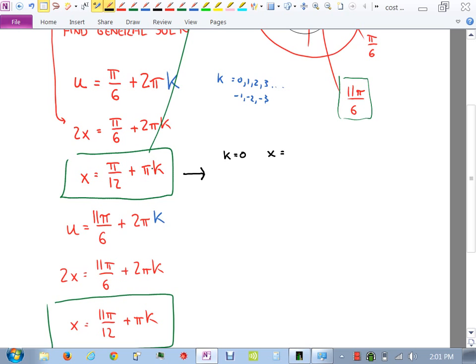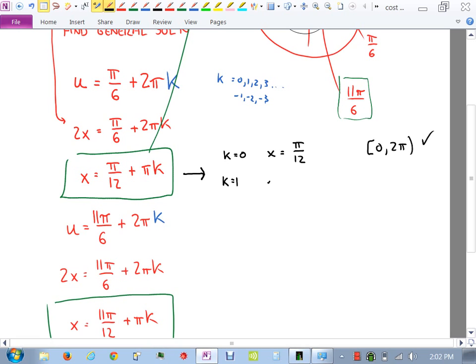It would just kill off the pi, so just pi over 12. Do you agree? And that does live in the interval 0 to pi, right? That's inside that interval, because pi divided by 12 is smaller than pi, and we can go all the way out to actually 2 pi. So that's all right? Now let's do k equals 1.